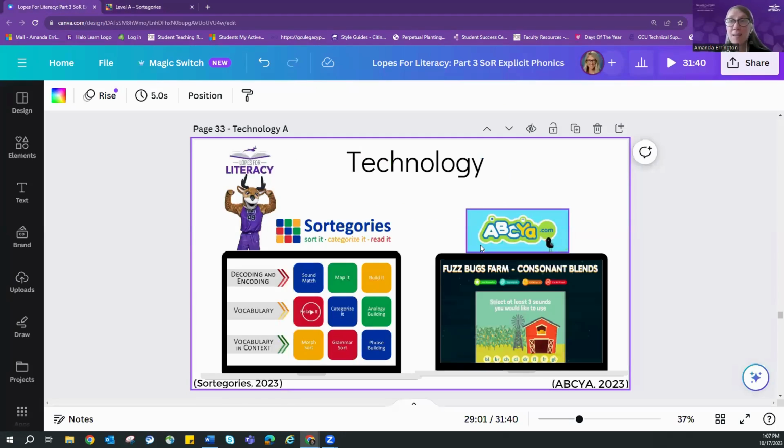Okay, the second option is going to be ABC-Ya, and I'm going to specifically show you how I'm going to choose a technology tool for my students to practice that aligns to the lesson that we just did about Chad's Ranch and learning about the CH digraph. So I'm going to go to ABC-Ya.